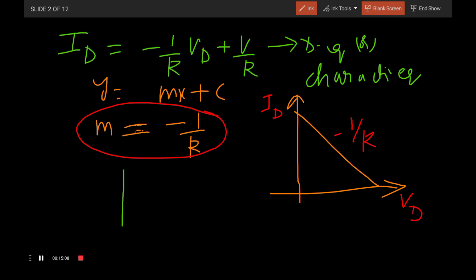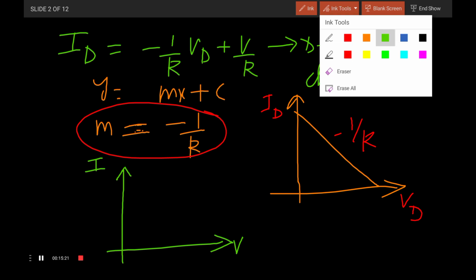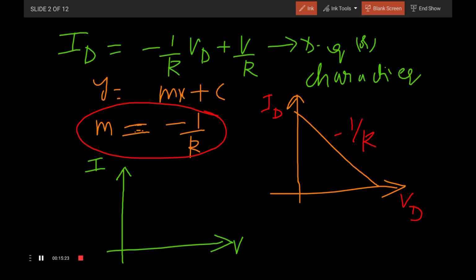So previously we know the diode equation current, when the PN junction diode is in on condition. This is the current I, this is the voltage V. So the graph of this one is like that. The PN junction diode basic graph is like this, when the diode is in on condition. This is important, when the diode is in on condition.